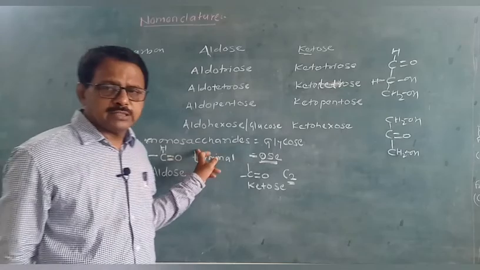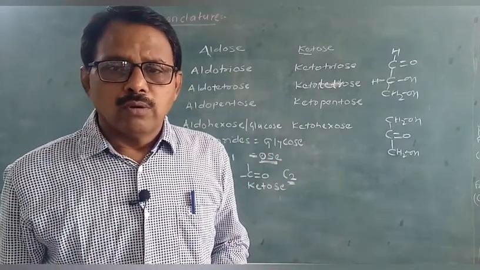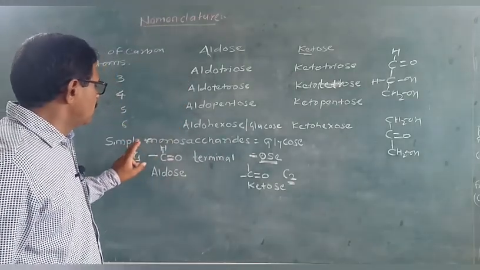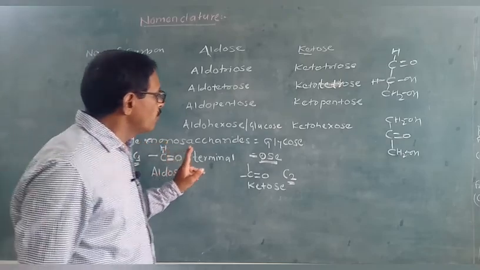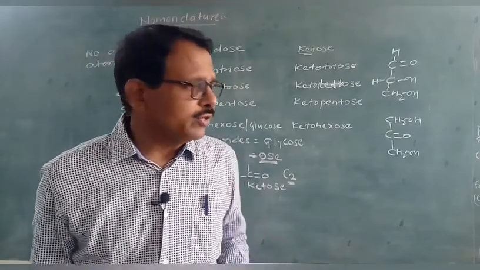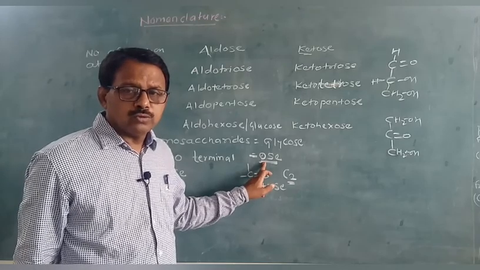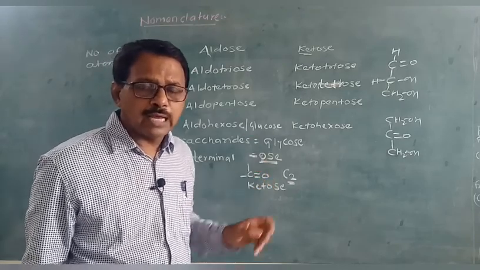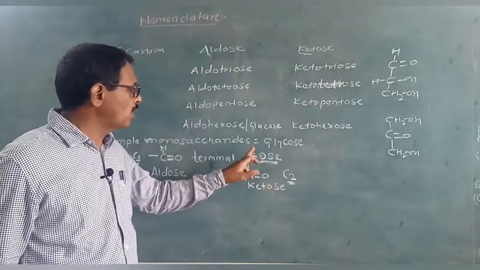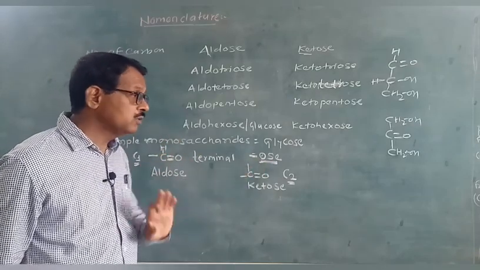According to the IUPAC system, simple monosaccharides are known as glycose. And always the name of carbohydrates ends with OSE. For example, glucose, fructose, sucrose, raffinose, stachyose. The name of simple carbohydrates always ends with OSE.